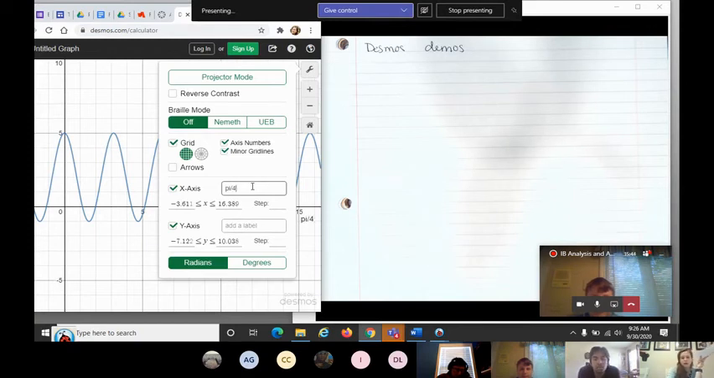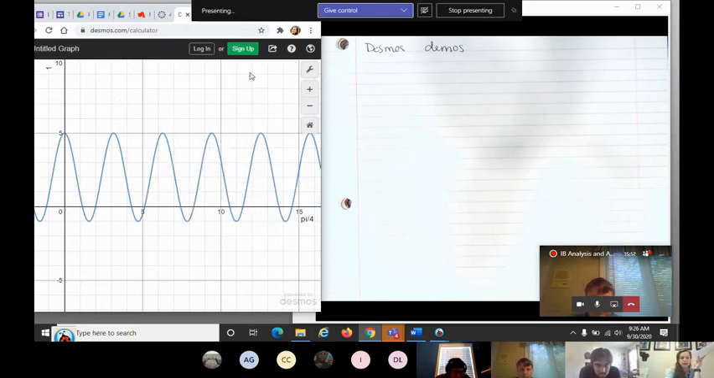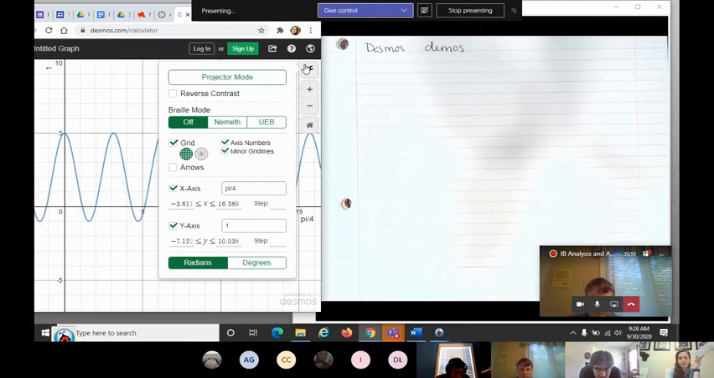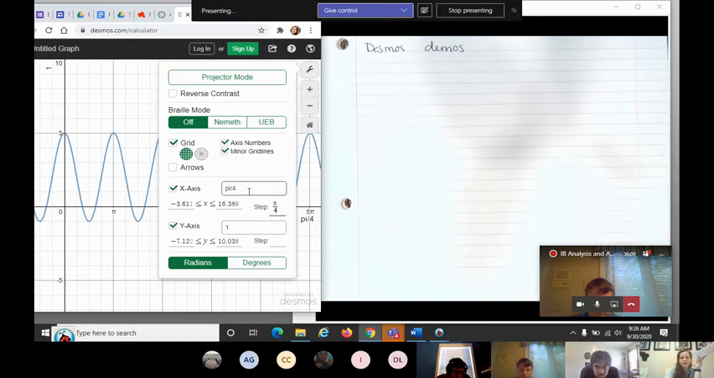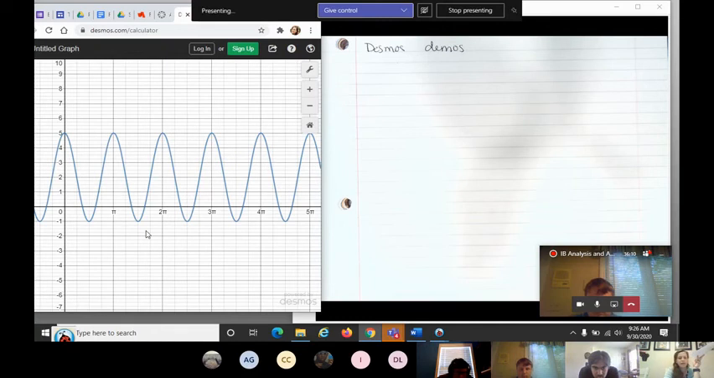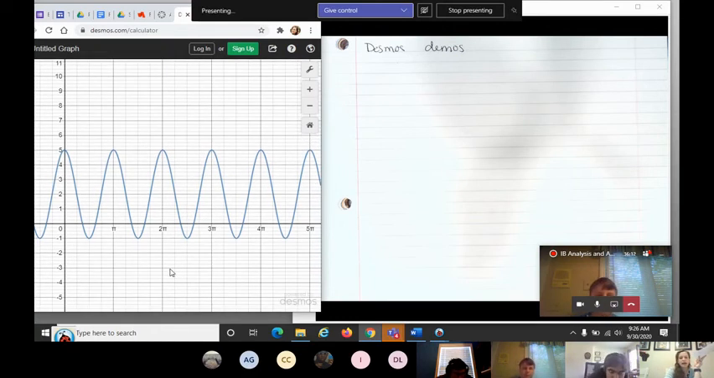I'm going to do factors of pi over 4 on the bottom, and multiples of 1 on the y-axis. Why didn't it do it? Come on. Oh, that's why, because I put it in the wrong spot. Pi over 4. Step here, I want it to be 1. Okay, here we go. So now we can see our tick marks along the bottom and how many we have up and down.